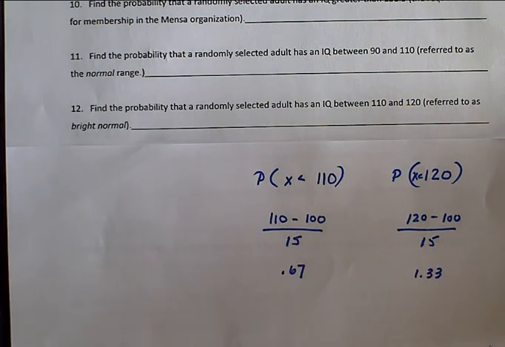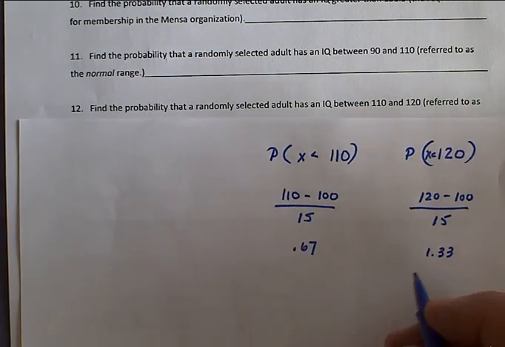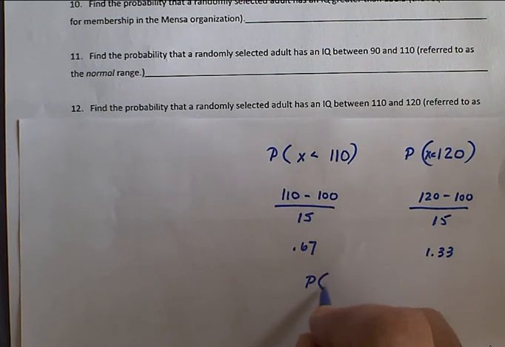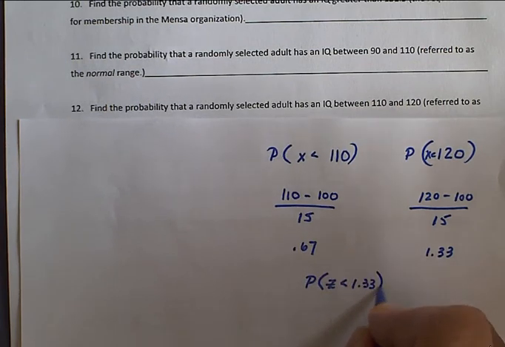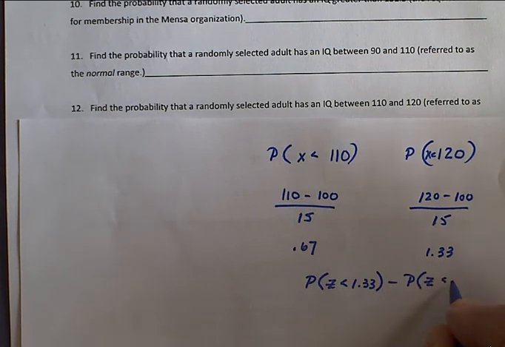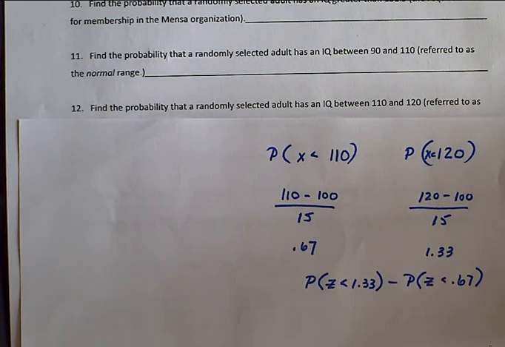Okay, so again, just like we did previously, it's a between problem. The probability that Z is less than 1.33 minus the probability that Z is less than 0.67 will be the probability between those two events. So now I'm going to look those up.